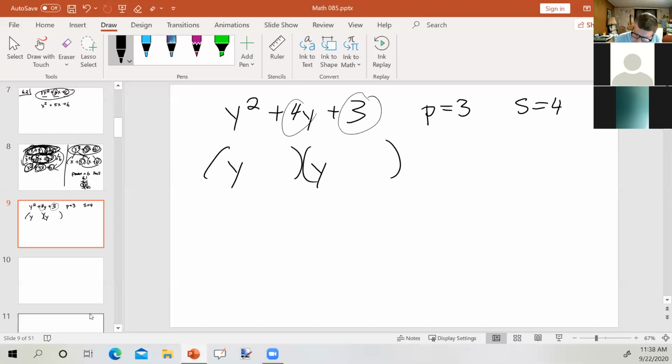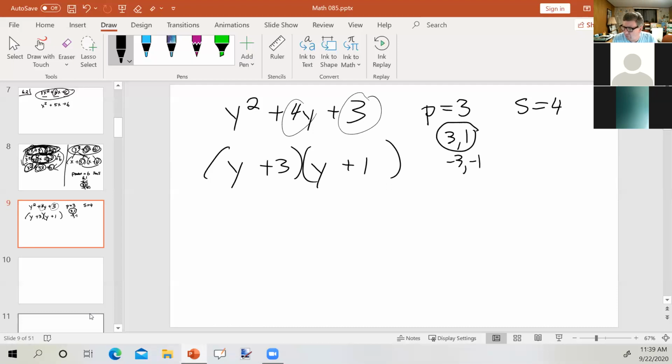All right. So two numbers whose product is 3. Well, how about 3 and 1, -3 and -1? That's really about it. Oh, but these two numbers also have a sum of 4. 3 times 1 is 3. 3 plus 1 is 4. So I've got a +3 and a +1.